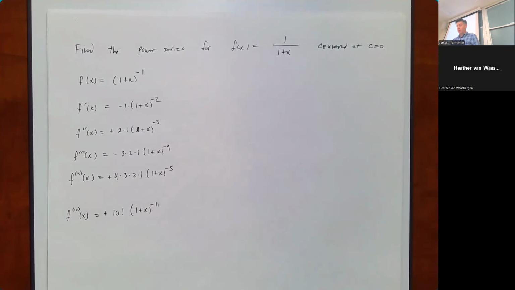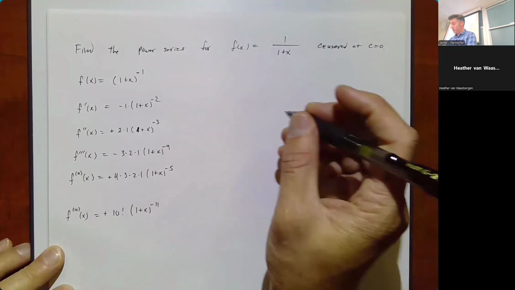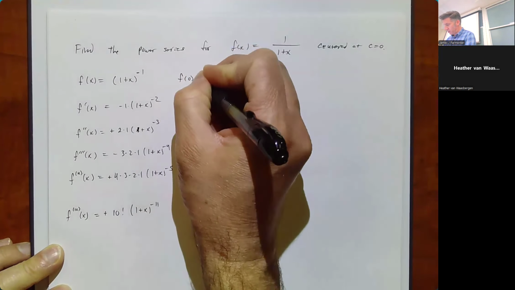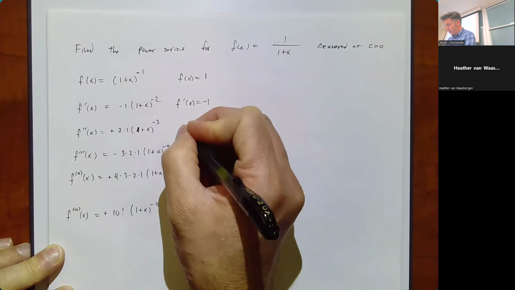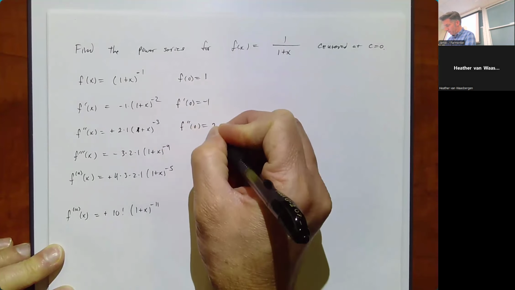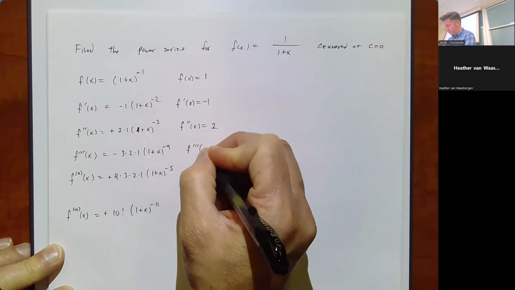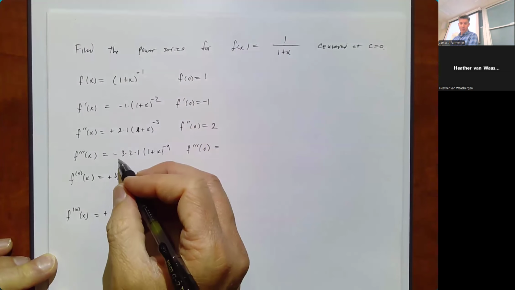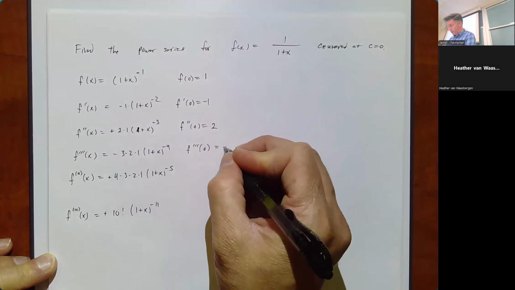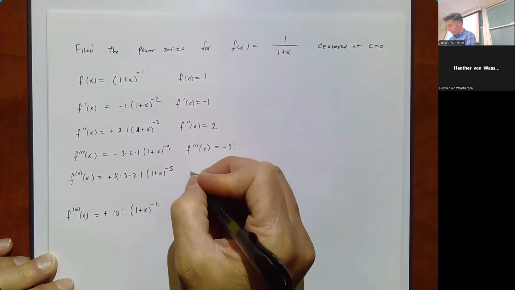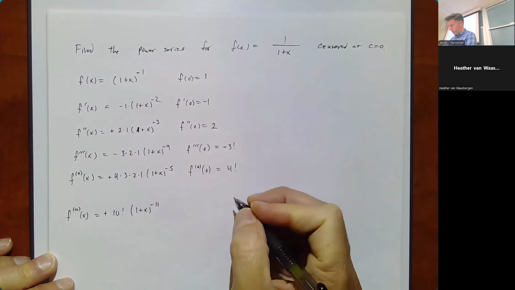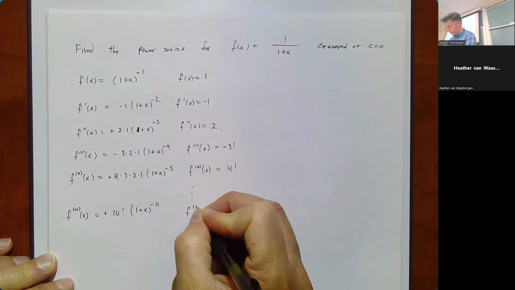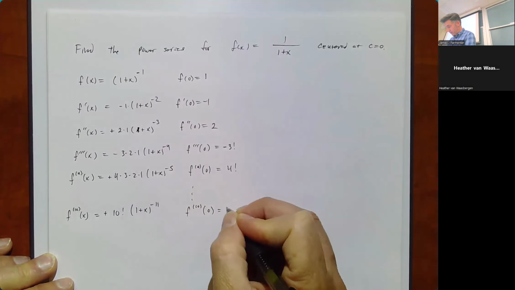And then what I really want to do is find, instead of just the derivative at any x, I want to plug in the center. So f of 0 is looking like 1. F prime of 0 is looking like -1. F double prime of 0 is looking like +2. The third derivative at 0 is looking like, I'm not going to write -6, I'm going to write -3 factorial. And the fourth derivative at 0 is looking like +4 factorial. And the 10th derivative at 0 is looking like 10 factorial.